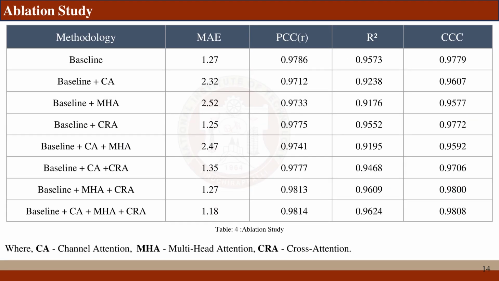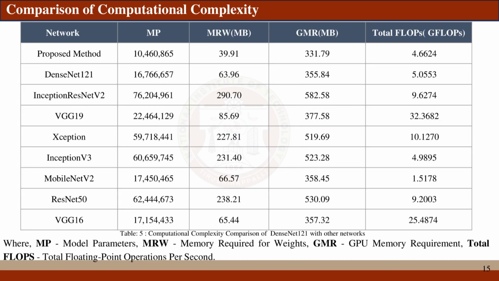These are the evaluation studies. We started with the baseline, the DenseNet 121 in-domain trained model. Then we added different mechanisms, and finally we got the best result for the combination of baseline plus channel attention plus multi-cut attention plus cross attention. This is the comparison of computational complexity, and here you can see that the proposed method has fewer parameters and lower memory requirement. The total number of FLOPs is higher than MobileNetV2, but it is still performing better.